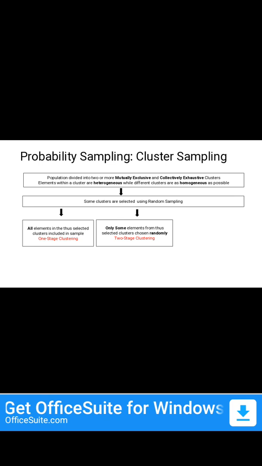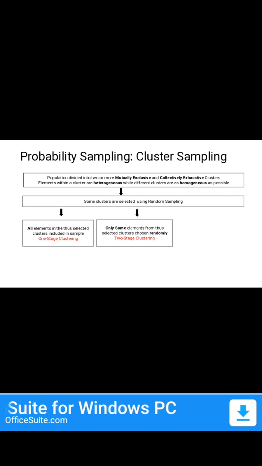Remember, not all the elements from each of these 4 clusters, only some elements from each of these 4 clusters, and then it will be termed as two-stage clustering. Why two-stage clustering? Because see, random selection has taken place twice.